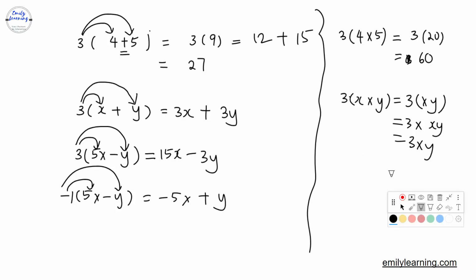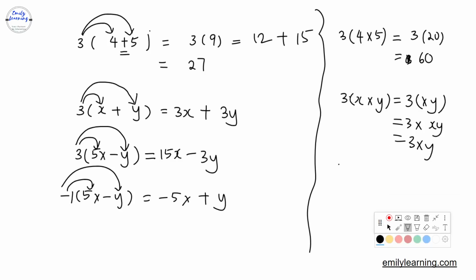Similarly, if you have 3 bracket x divided by y, we'll do the division first. So x divided by y is x over y. Then 3 is essentially 3 over 1. When you multiply fractions, you do numerator times numerator, denominator times denominator. So this will be your answer: 3x over y.